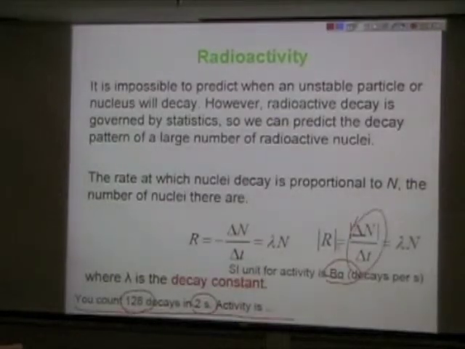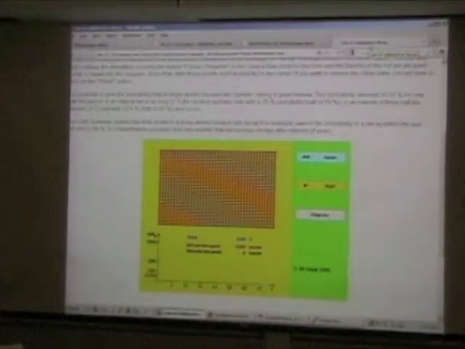This is the definition. So 128/2, 64 Bq. That's what it is. However, if you wait longer than 2 seconds, an hour, 2 hours, 3 hours, and you would measure the activity again, your number would be different. It's always getting smaller. Why? Well, because the number of active elements left is always getting smaller and smaller over time.